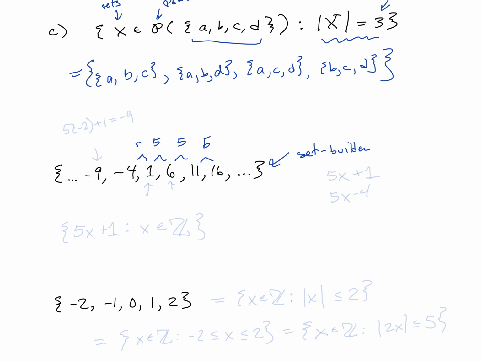So let's see. We could do 5x, and one option is this is 5 times 1 plus 1. This is 5 times 0 plus 1.